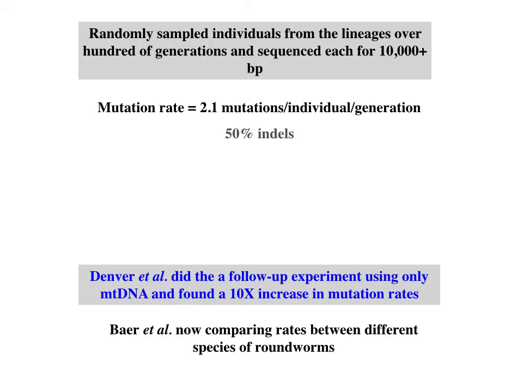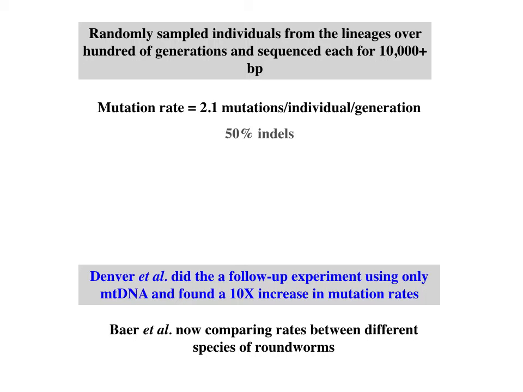So after they sampled random individuals, after lots and lots of generations, like I said, they sequenced a whole bunch of DNA. In this case, they sequenced over 10,000 base pairs, and then they were able to get a pretty good estimate of mutation rate. What resulted in this study is a mutation rate of about 2.1 mutations per individual per generation. And when they characterized those mutations, they found that about 50% of them were indels. Indels is a term we use for insertions or deletions, and so that sort of surprised the researchers.